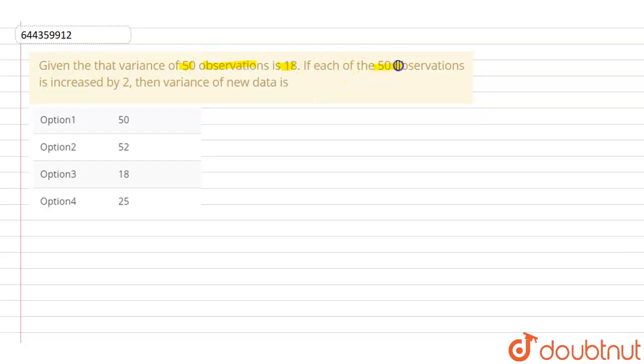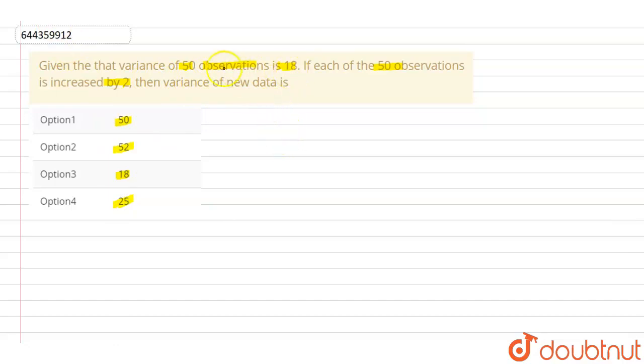So in this particular question, we're given that the variance of 50 observations is 18, and if each of the 50 observations is increased by 2, then the variance of the new data is. We are given four options. The first option is 50, the second option is 52, the third option is 18, and the fourth option is 25.